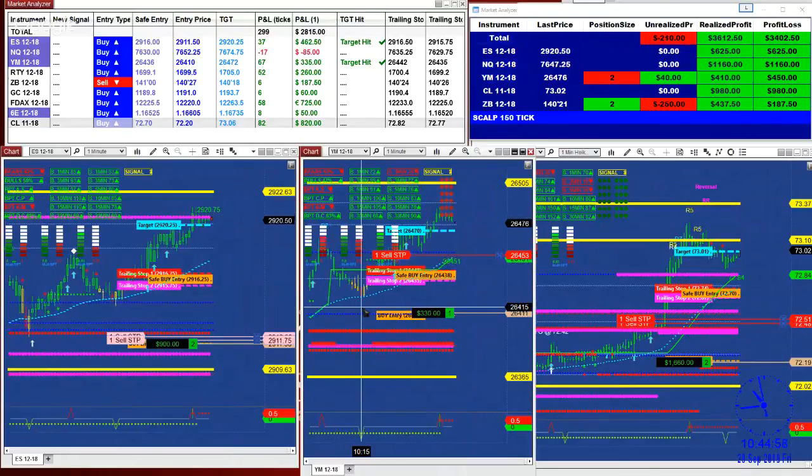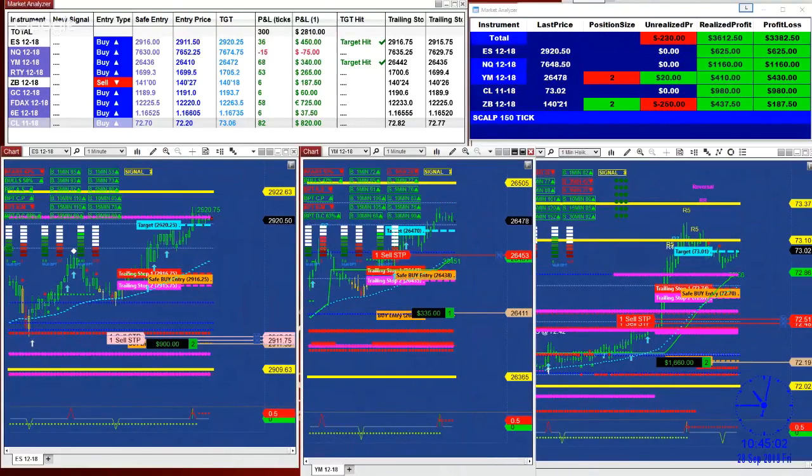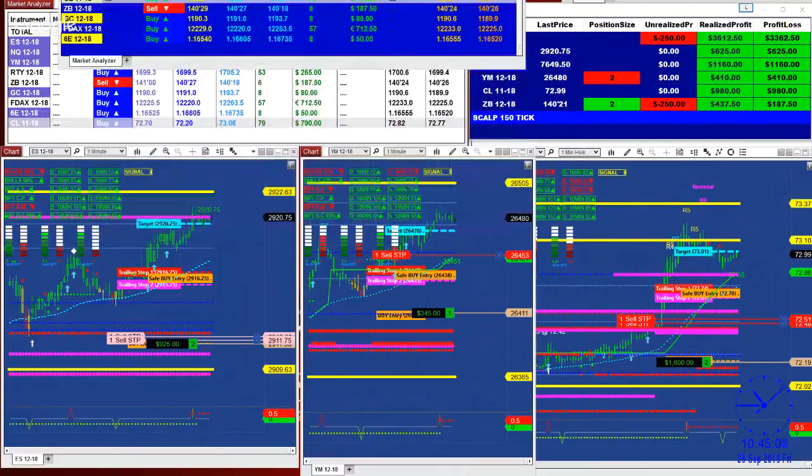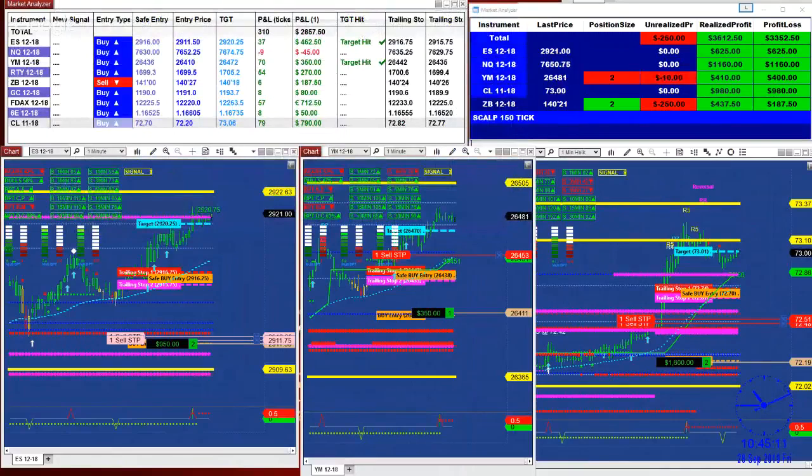We made a vote with our traders on whether they like the blue market analyzer or the white. They all responded for the white, so we're going to stick to the white, and we're no longer going to be using the blue. It's over. Thank you.